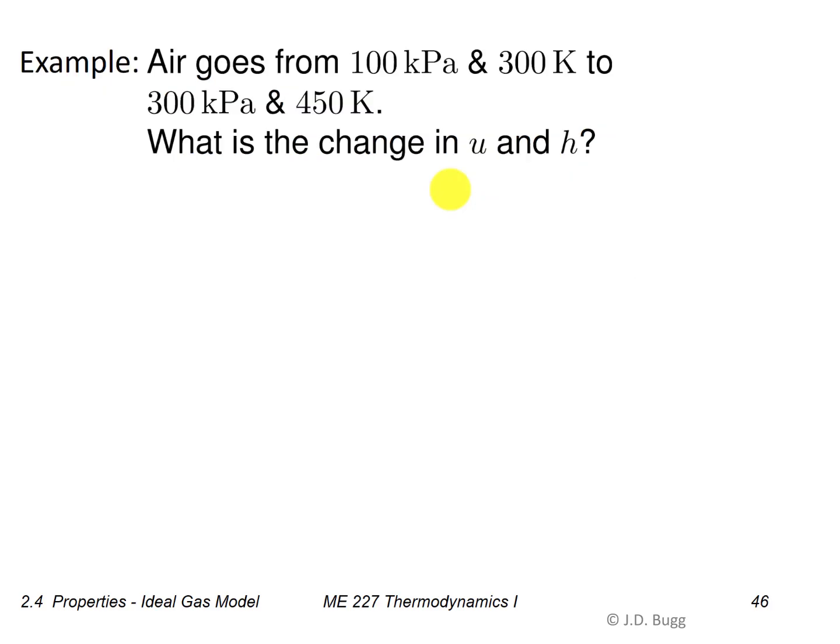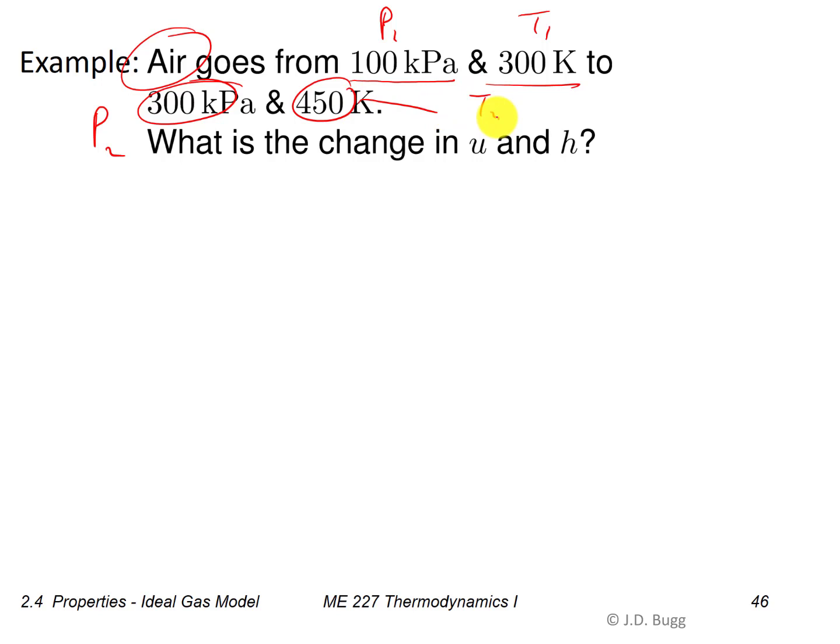The next thing I want to do is an example. Just illustrate how to calculate changes in U and H for a typical set of conditions here. So in this example, the working substance is air, and it's going from 100 kilopascals and 300 Kelvin, so that's our P1 and our T1, we'll call that, to 300 kilopascals and 450 Kelvin. So that's P2 and that's T2.